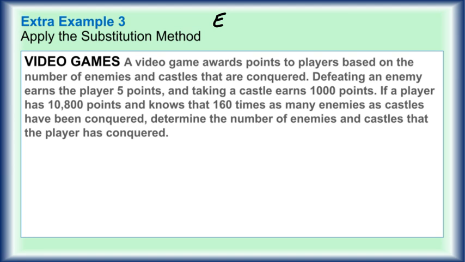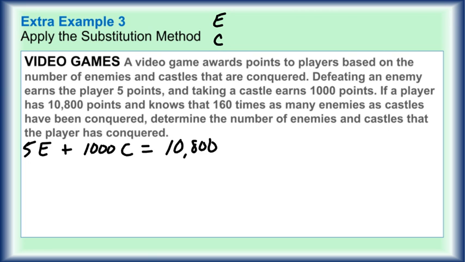So I'm going to use E for enemies and C for castles. So I know that enemies plus castles equals a total. We're doing points, so let me give a little more space. So for each enemy, it's 5 points. For each castle is 1,000 points. Total of 10,800 points.